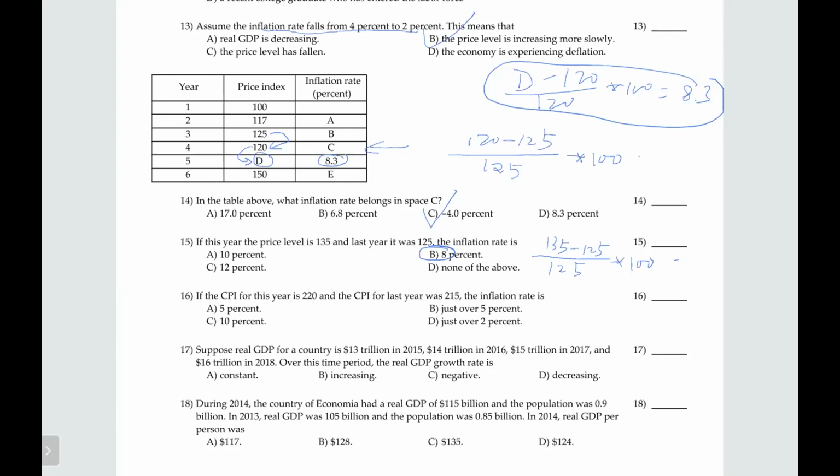So go to the next one, 16. If CPI is 220 and the CPI for the last year was 215, the inflation is, I guess I can skip that one, because we have already looked at two inflation questions. Okay, so I'll just give you the answer: it is D.